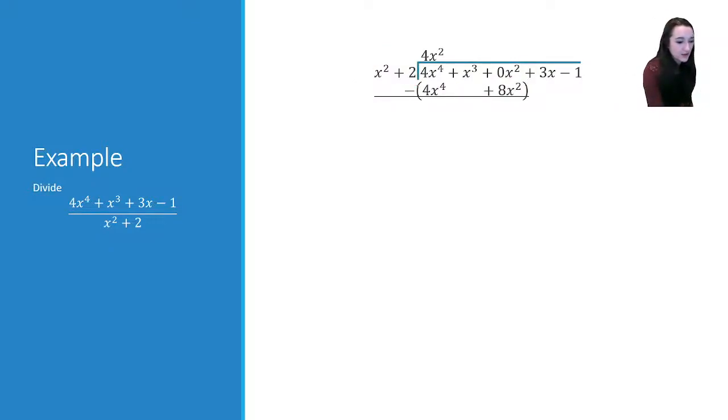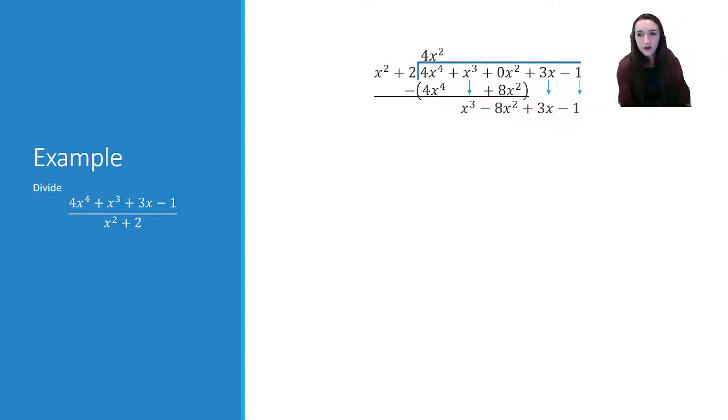Then finally, again, remember we always have to subtract everything off, so we are distributing that negative, so it's minus 4x to the fourth minus 8x squared. To get, again bringing all of our unused terms down, x cubed minus 8x squared plus 3x minus 1. And now we repeat. How do I get from x squared to x cubed? Well, x squared times x equals x cubed, so that's how we get from here to here. So our next term in our quotient will be x. So I add an x to my quotient.